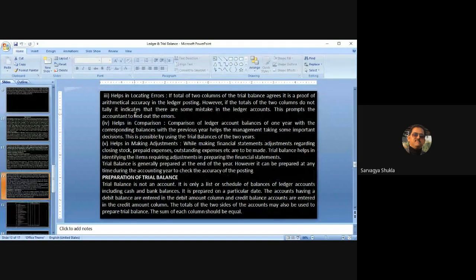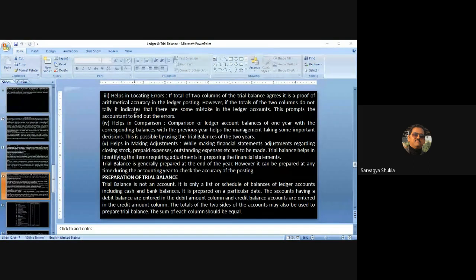Help in locating errors. If the two columns of the trial balance agree, it is a proof of arithmetical accuracy in the ledger posting. However, if the totals of the two columns do not tally, it indicates that there are some mistakes in the ledger accounts. This prompts the accountant to find the errors.